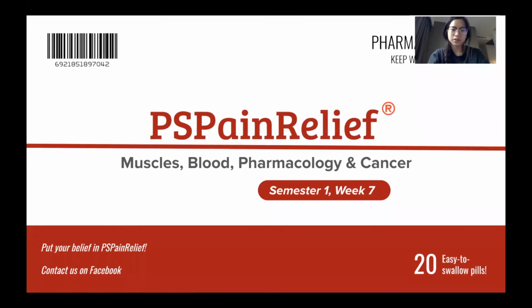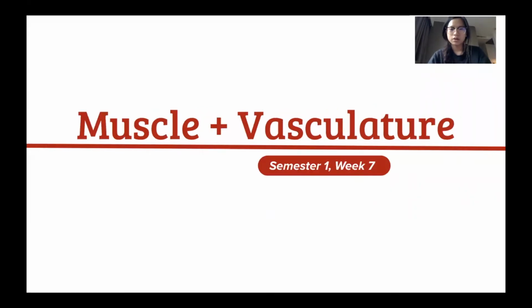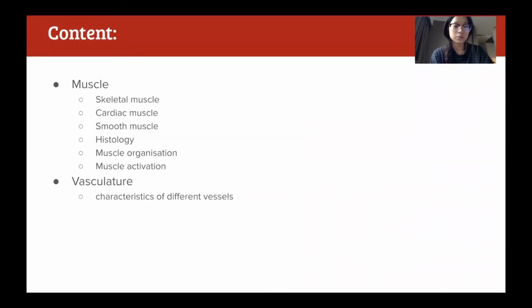This is week 7 and we'll be going over muscles, blood, pharm, and cancer. So Christina and I will be going over muscles and vasculature first. I'll be taking you through the different types of muscles, and then Christina will take you through histology, muscle organization, their activation, and the histology of our different blood vessels.